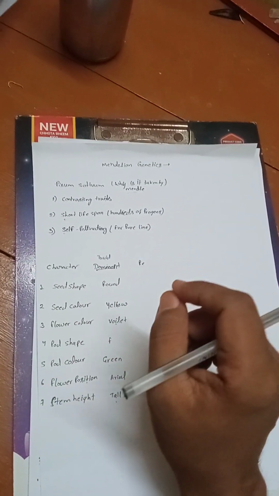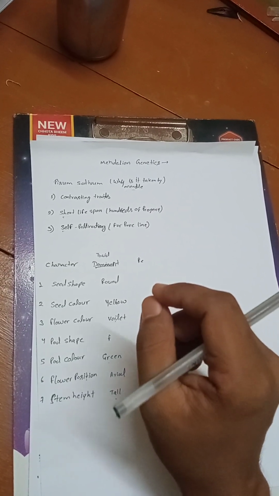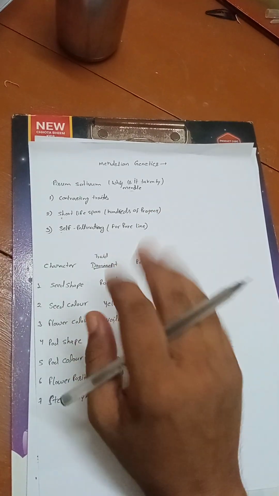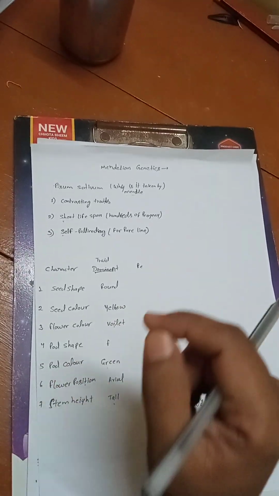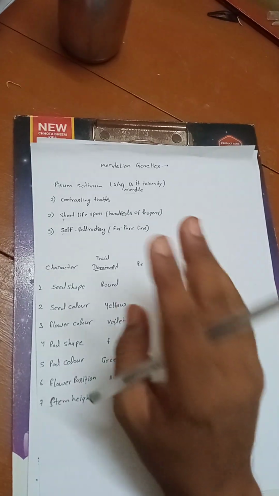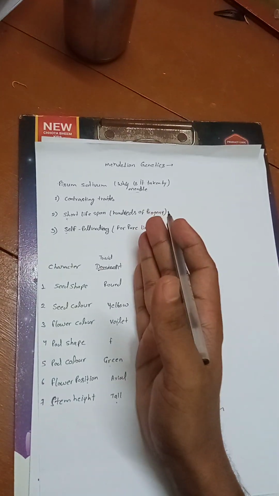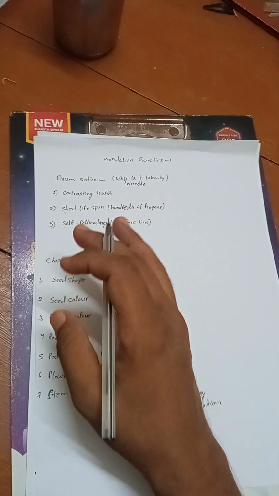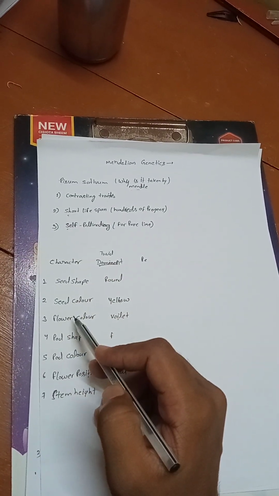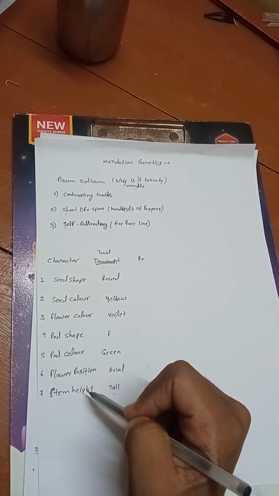If the question is how many characters Mendel took in hybridization, the answer is 7 characters. But how many contrasting traits Mendel took is 14. It's 7 for dominant and 7 for recessive. For these 7 characters, they are as follows: seed shape, seed color, flower color, pod shape, pod color, flower position, and stem height.